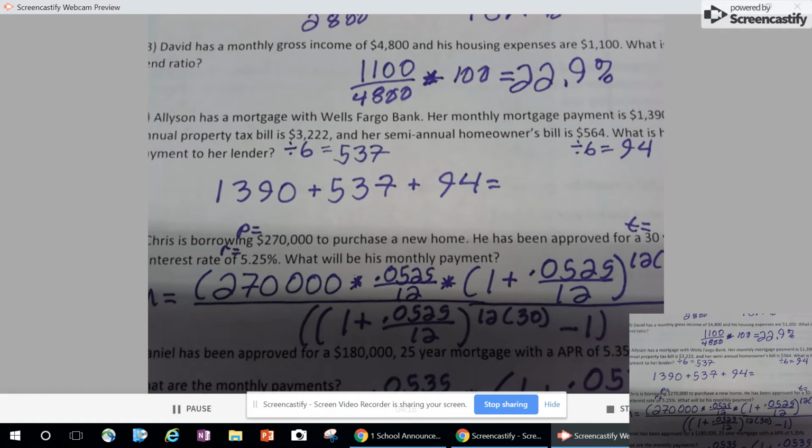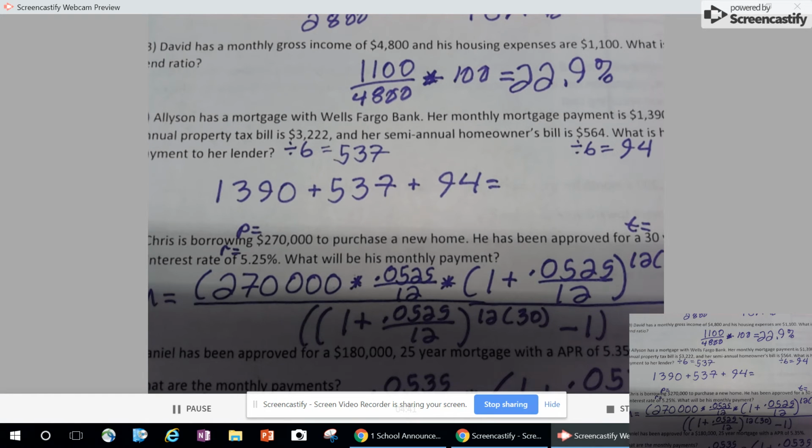Okay, so remember that semi-annual, we're going to divide it by 6. So 3,222 divided by 6 is 537. And for the semi-annual homeowner's bill, it is 564. We divide that by 6 to get 94. Now we're going to add that together. So we add that to her monthly mortgage payment, okay, for Allison.